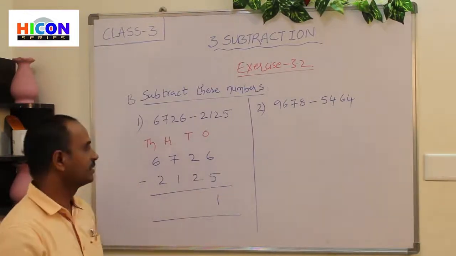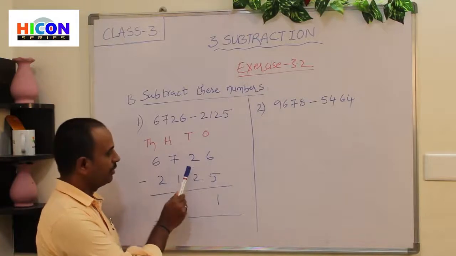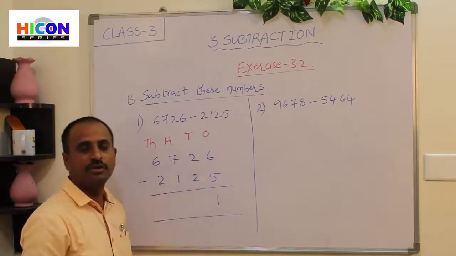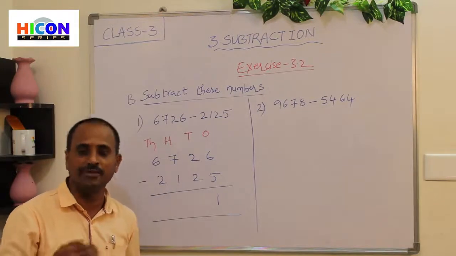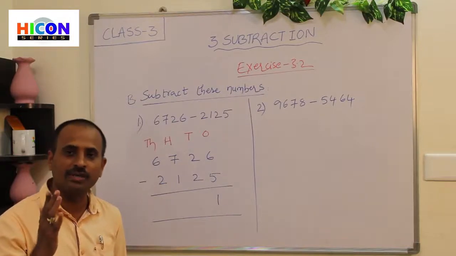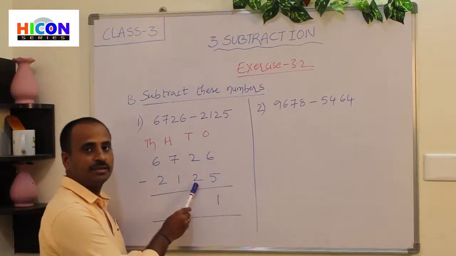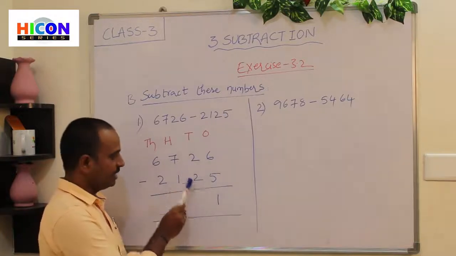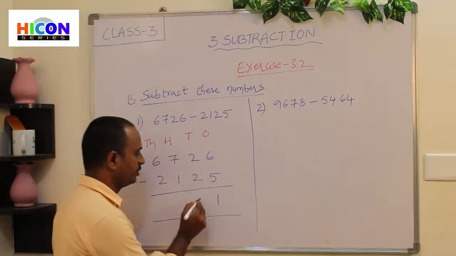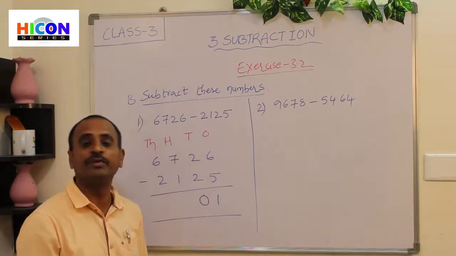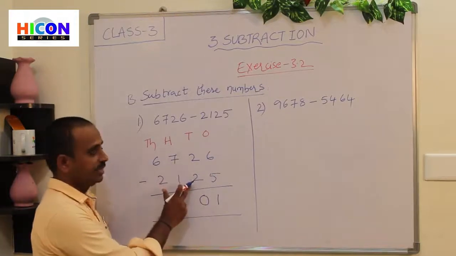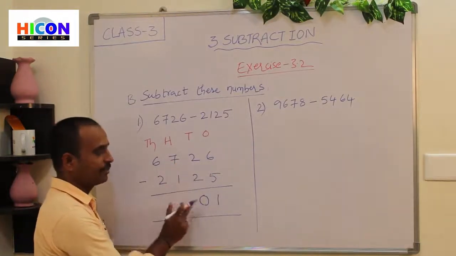Next go to tens place. So what is the first number here? 2. What is the second number? 2. So subtract 2 from 2. If we subtract a number from the same number, the answer will be 0, because according to the properties of subtraction, if you subtract a number from itself, the answer becomes 0. So if you subtract 2 from 2, the answer is 0. That means the difference between the two numbers is 0. Here the numbers are the same. If you subtract these two numbers, the answer becomes 0.